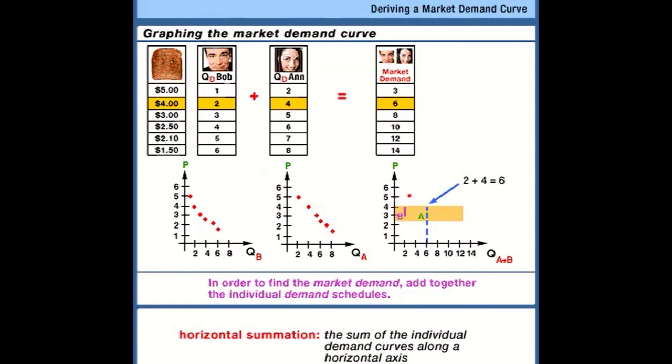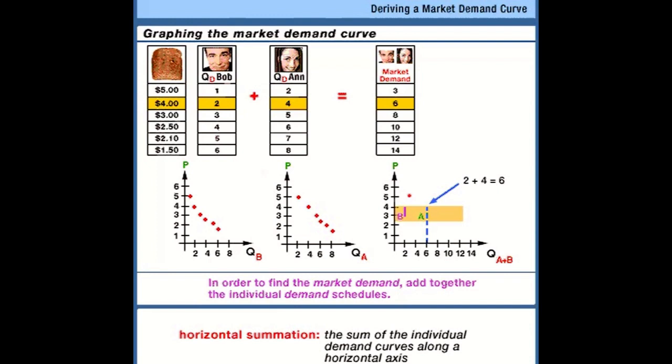I could keep doing this horizontal sum. At each price, find the quantity that Bob wants, add it to the quantity that Ann wants to get the market quantity. I could keep doing this exercise, adding Bob's distance onto Ann's distance to get the total. But we already have the market sum from over in the box, so I can go ahead and just plot the numbers. I've already done the addition.